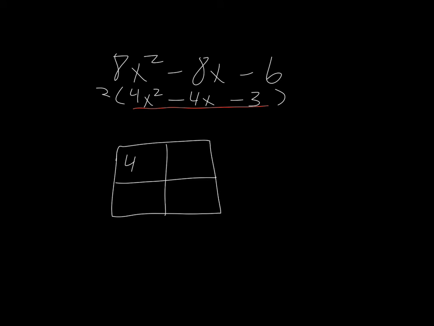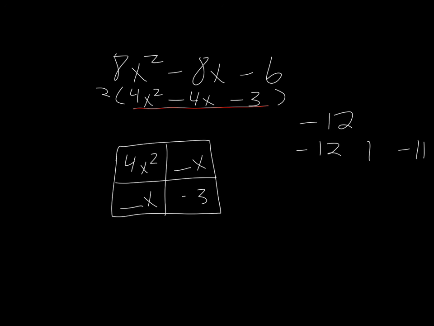So I'm going to put 4x squared here. I'm going to put -3 there, something x there, and something x there. So you can tell I'm going to be using 4 times -3, which is -12. I need those factors of -12 to add up to -4. Since 4 is negative, I need the larger one to be a negative number. So let's try -12 and 1. Add those up, that gives us a -11.